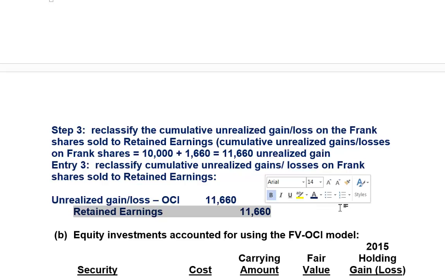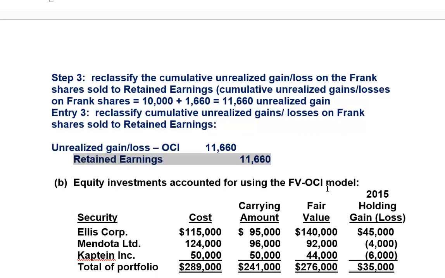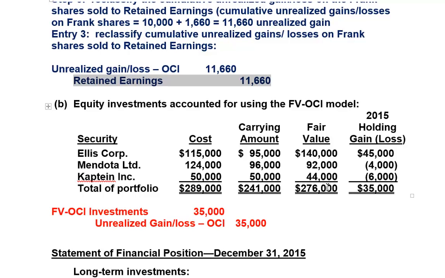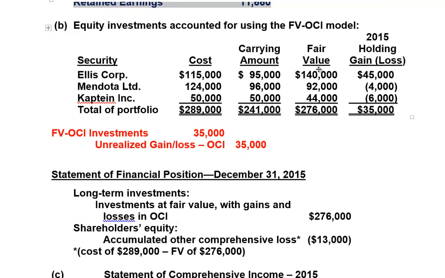So it's $11,660. The question didn't ask you to do the entries, but I like to do them with you because it is going to make a difference in what you present in your statements, which is what we have to do next. So the next part of the question said, now that you know all of the investments that are left at the end of the current year.